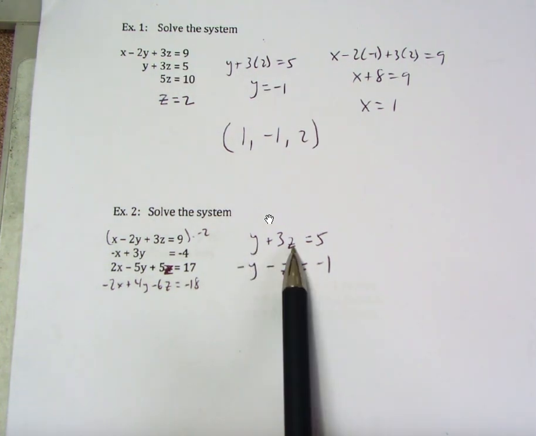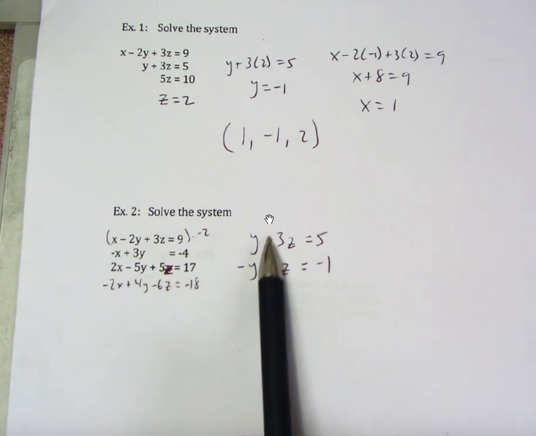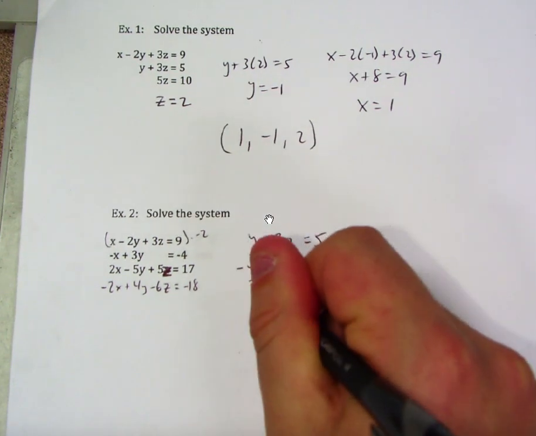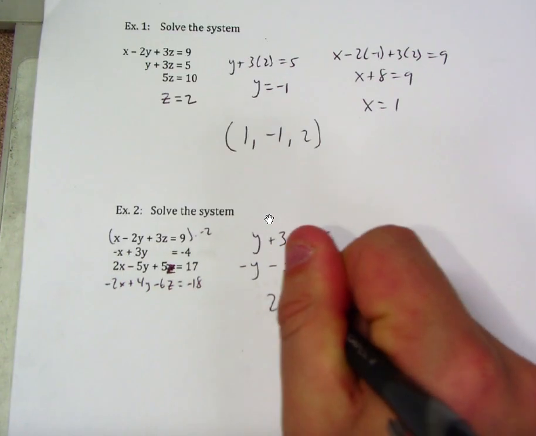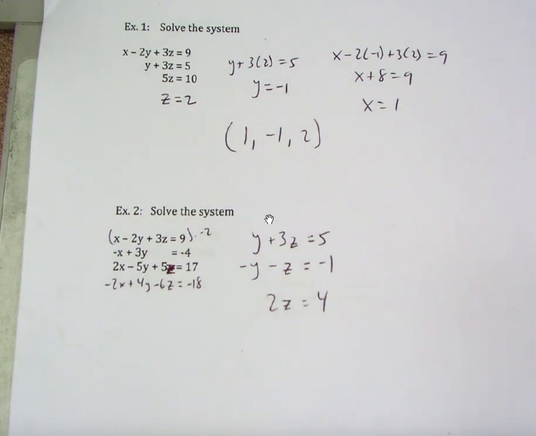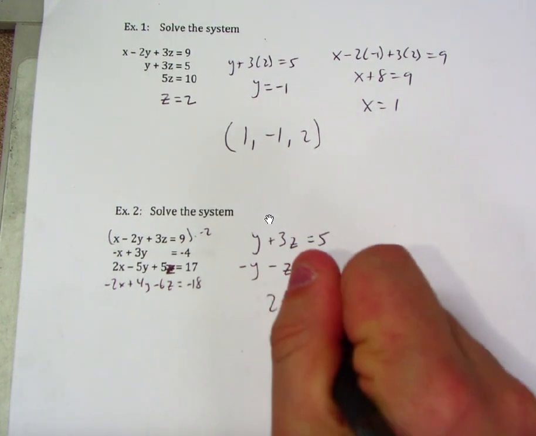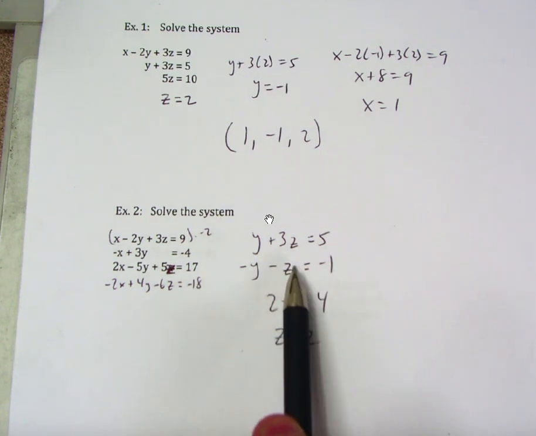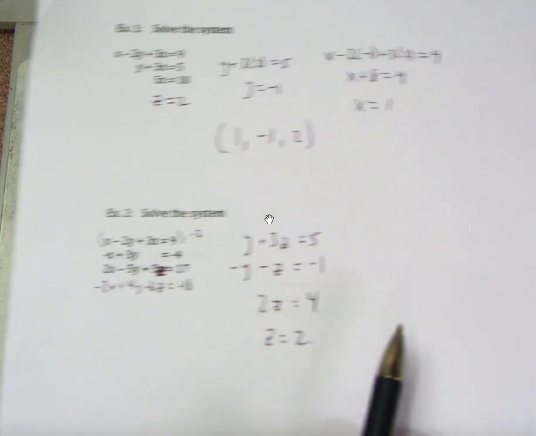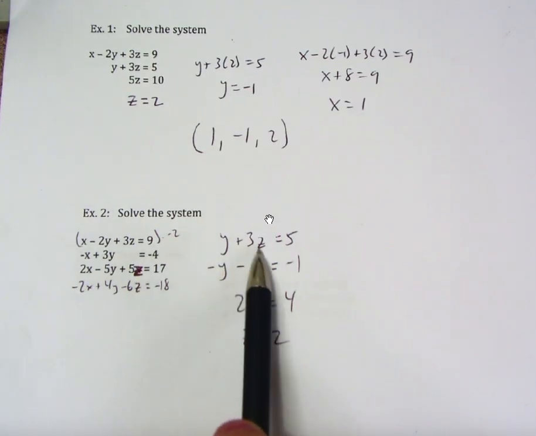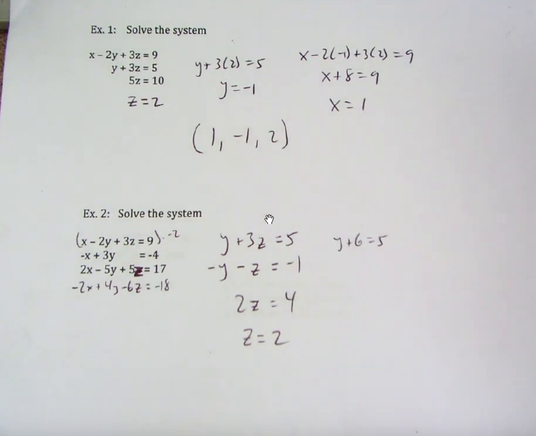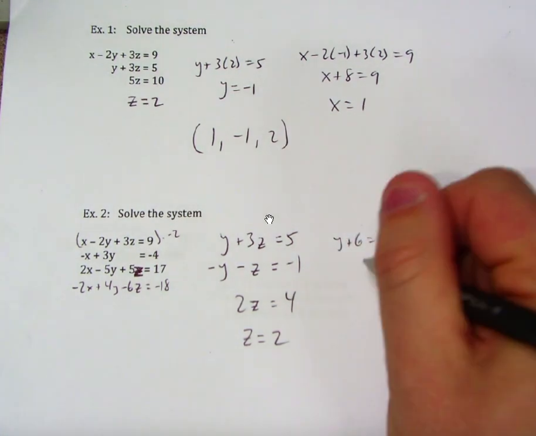This one would probably be easiest for elimination because the y's will cancel right off the bat. So let's go ahead and add these two together. So 2z equals 4. So z equals 2. But I'm not done solving this system. Take 2 and plug it back in for z and find what y is. So y plus 3 times 2 is 6 equals 5. Y is -1.